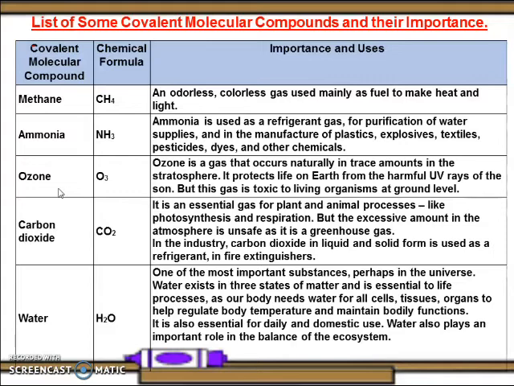And water, it is one of the most important substances perhaps in the universe. Water exists in the three states of matter and is essential to life. Our body needs water for all cells, tissues, and organs to help regulate body temperature and maintain bodily functions. It is also essential for daily and domestic use. Water also plays an important role in the balance of the ecosystem.